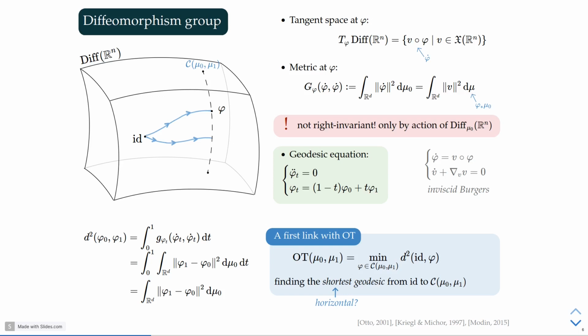And when we look at the drawing, we have the intuition that the shortest geodesic is going to be kind of horizontal. We want to go from identity and be as quickly as possible to the feasible set. So I'm going to make this precise in the following.